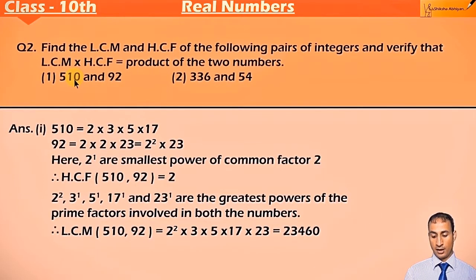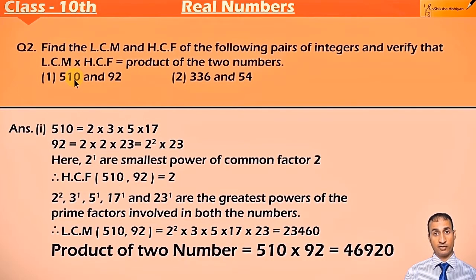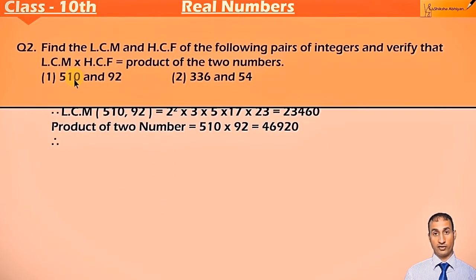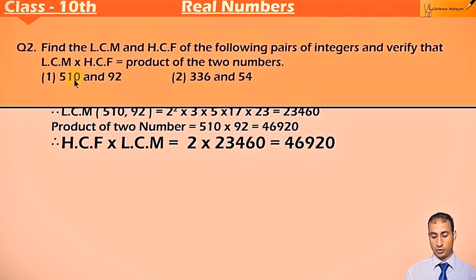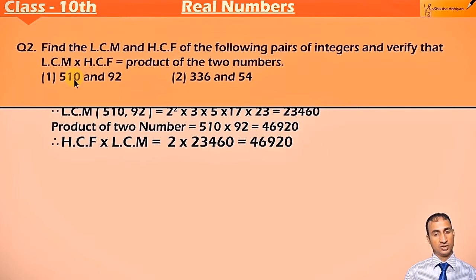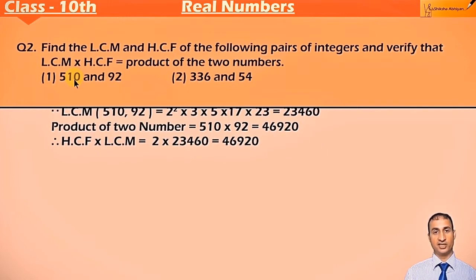23,460. Now the product of the two numbers, 510 into 92, will be 46,920, and the product of HCF into LCM, 2 into 23,460, will become 46,920. So you can see the product of the two numbers is the product of HCF and LCM. So the relationship is verified.